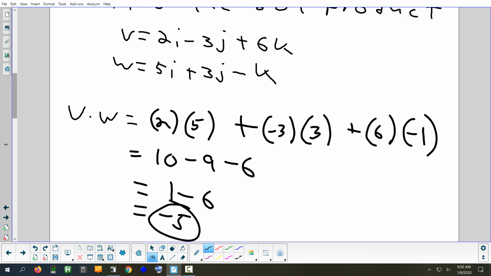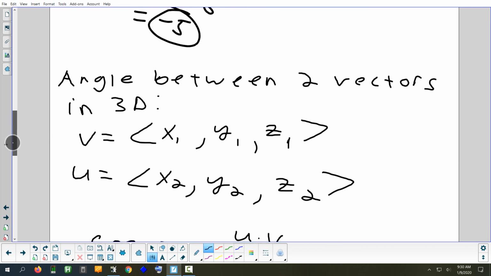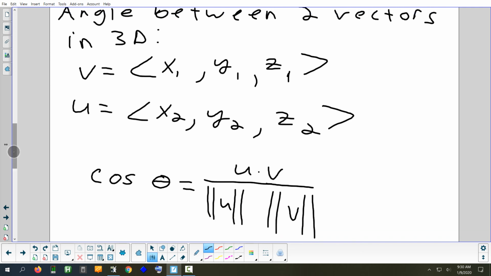Now, what did we use the dot product to do yesterday? Find the angle. So now let's look at how we find the angle between two vectors in 3D. They would give you two vectors, just like in 2D. They'll tell you the two vectors, they want you to find the angle. Now, the formula is exactly the same.